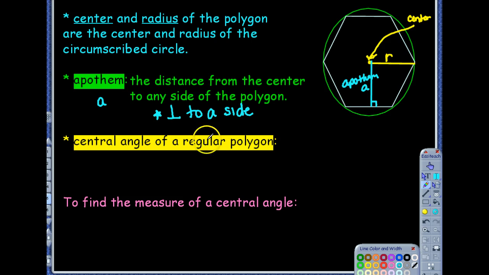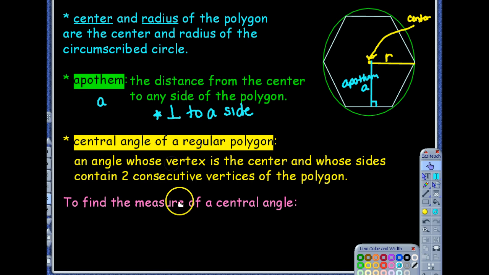Right. Okay. The other thing that we talk about is called our central angle of a regular polygon. And it's an angle whose vertex is the center. Okay. So that's important. The vertex of the angle is at the center. And whose sides contain 2 consecutive vertices of the polygon.